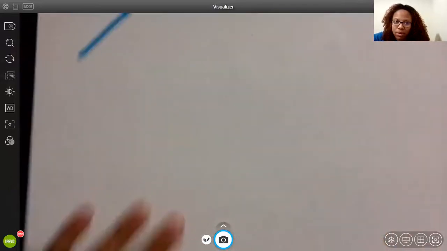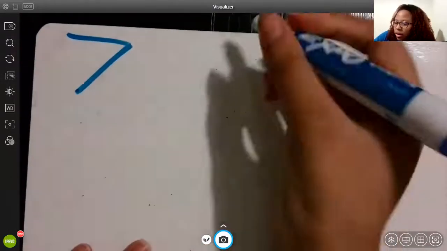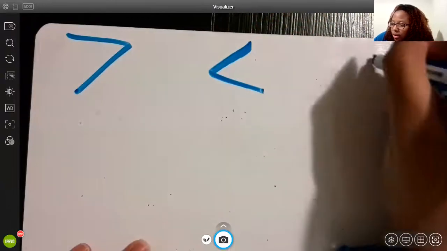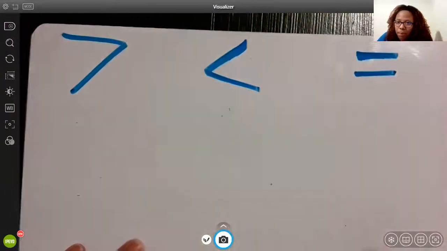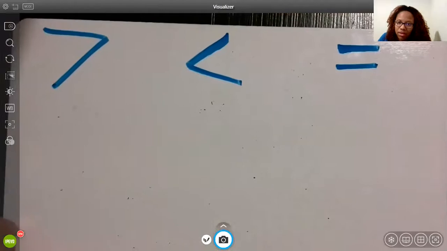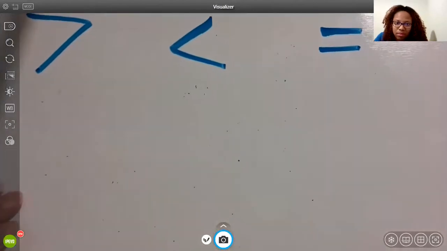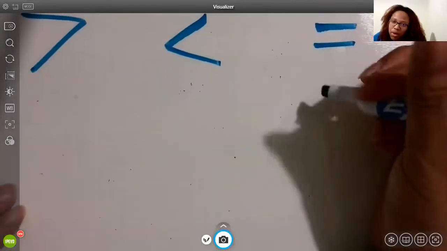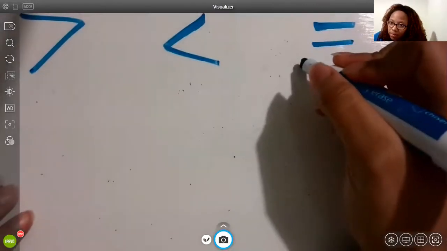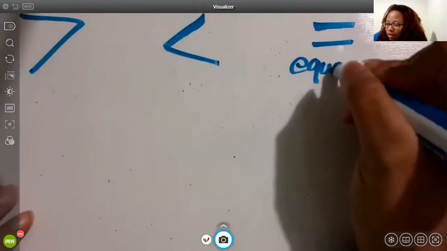All right, so I have my whiteboard in front of me, and before we begin, we are going to go over our symbols again from yesterday. So I had this symbol right here. I have this symbol right here. We also had this one and this one. I don't know if you can see it. And then what was this again? We all know this one as our equal sign.